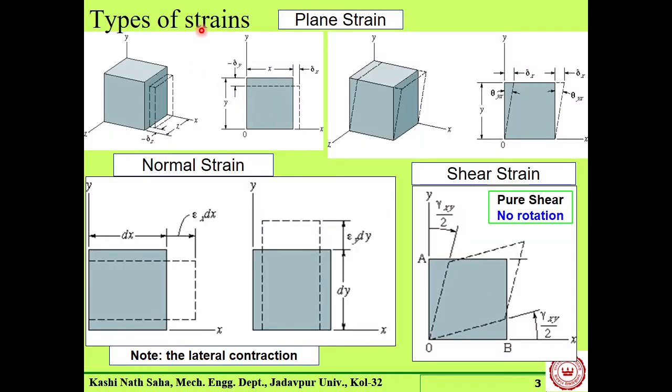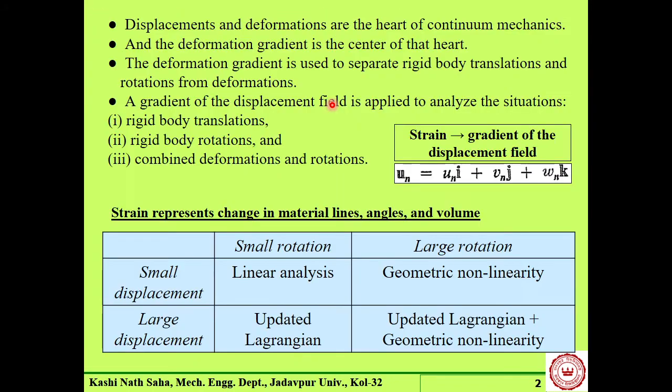These are the types of strains. We will come to it. But then you see what is the genesis of strain. This is the gradient of the displacement field. So today's topic is the strain displacement relationship. Now this displacement again is not a unique thing. Actually, this displacement consists of two parts, displacement and deformation. When we say displacement in general, we mean both these things, displacement and deformation combined.